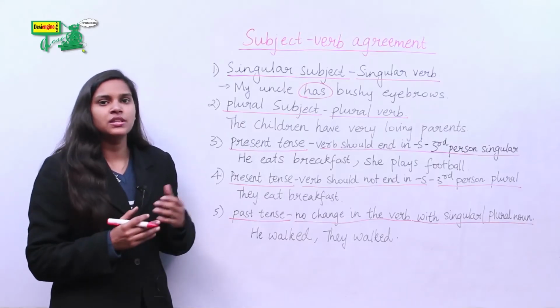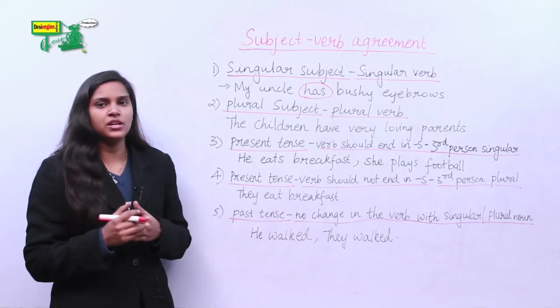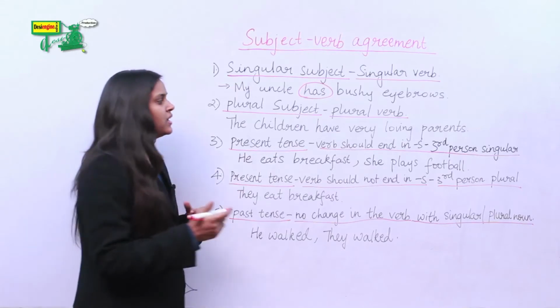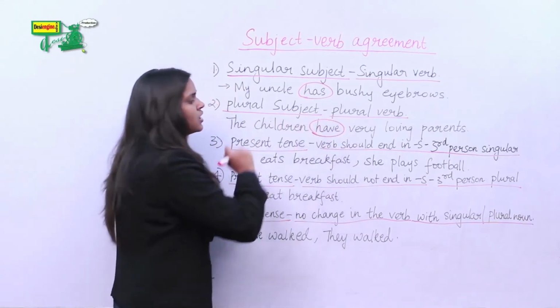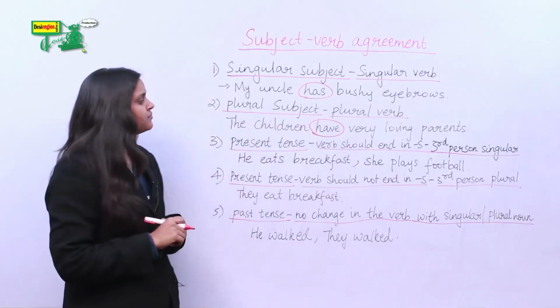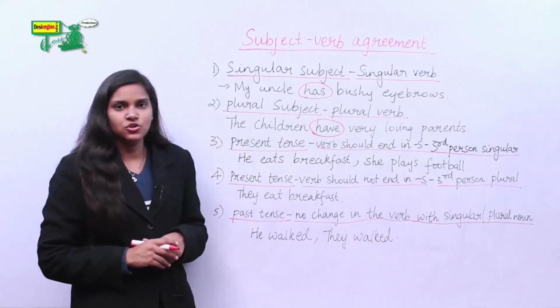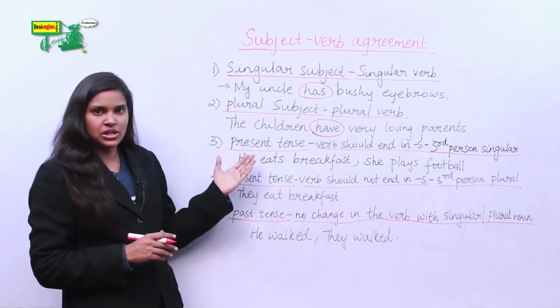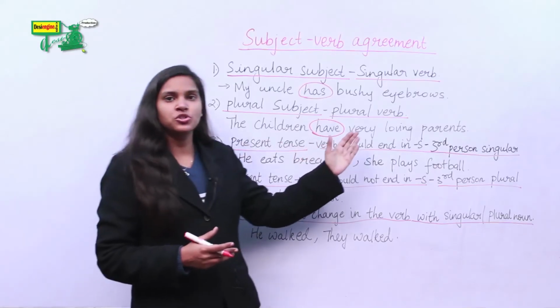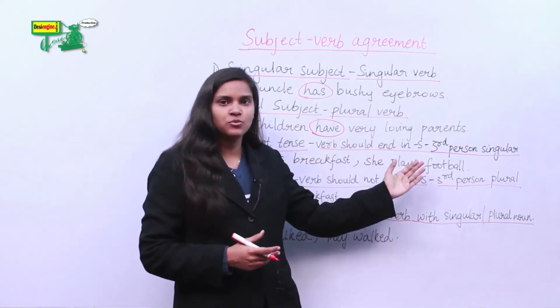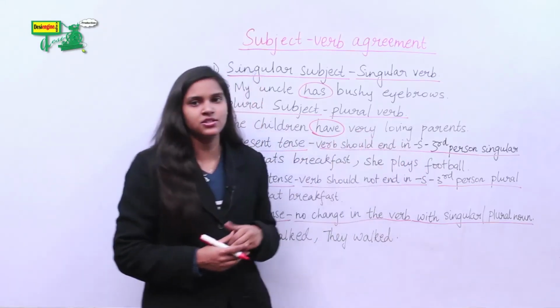Therefore, the verb that it should take up should also be in the plural form. And that's why our verb is have. Let's come to the third rule. In present tense, the verb should end in S if the subject or noun is third person singular.